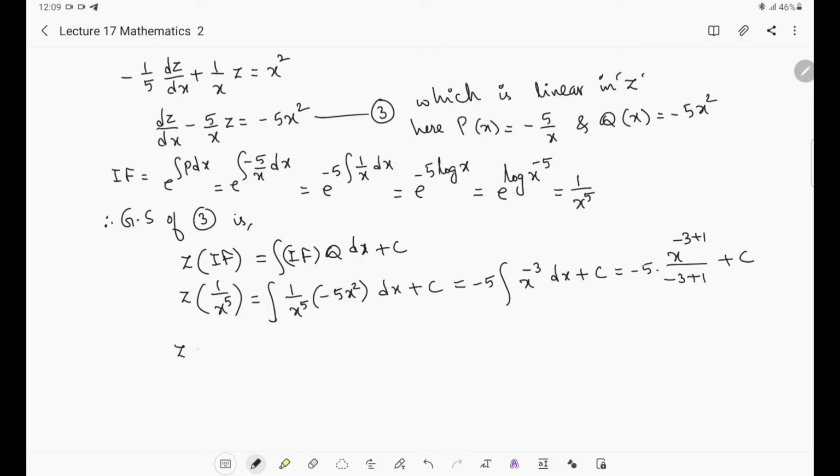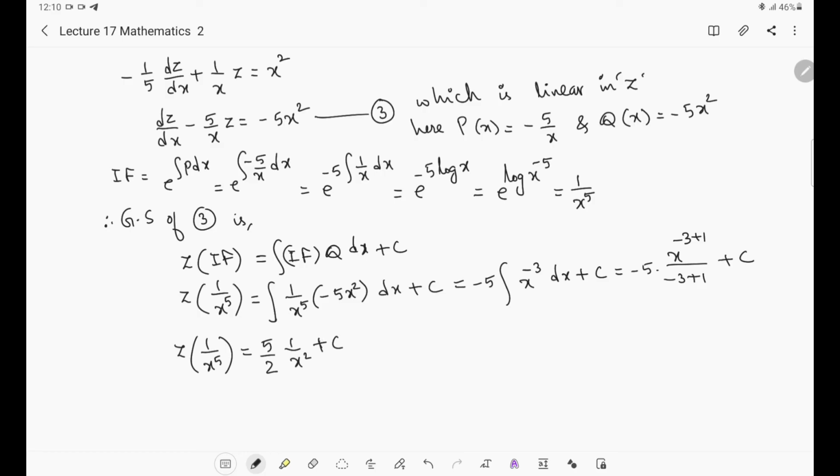So finally what we will get, z into 1 by x power 5 equal to, here you will get minus 5 and minus 2 here, minus 5 and minus 2, that will become plus. So 5 by 2 we will get, 5 by 2 into, here x power minus 2 we will get, minus 3 plus 1 is x power minus 2, that can be written as 1 by x square plus c.